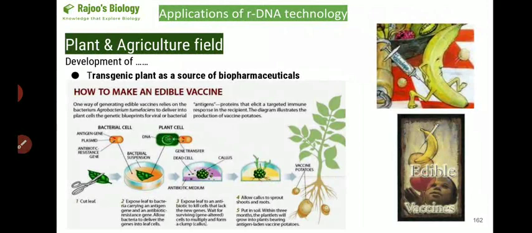In the plant and agriculture field, the transgenic plant is a source of biopharmaceutics. It is possible to make an edible vaccine. A vaccine is normally introduced into our body by injection. But scientists are finding another option: the gene of a foreign organism which is an antigen is introduced into the plant, so that it grows along with the plant and in the fruits.